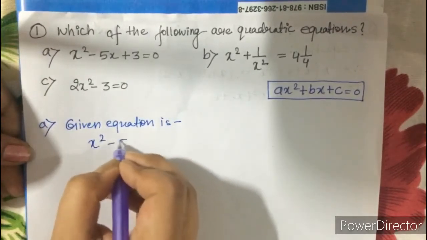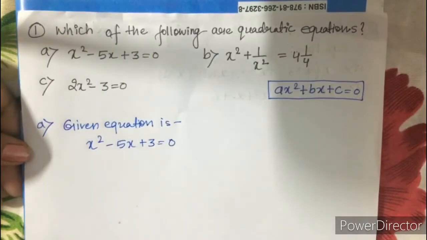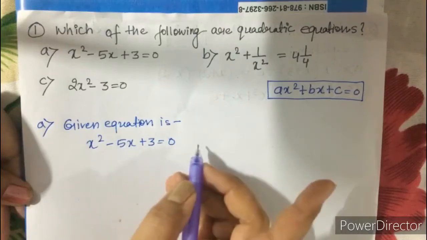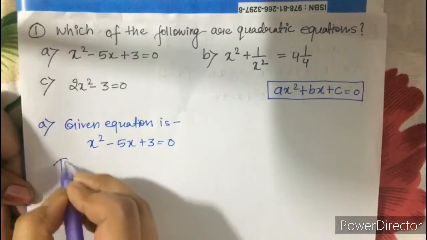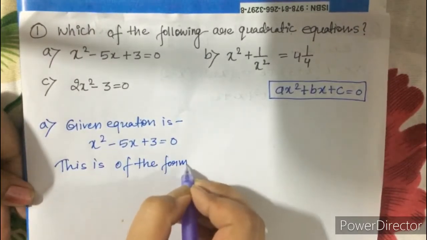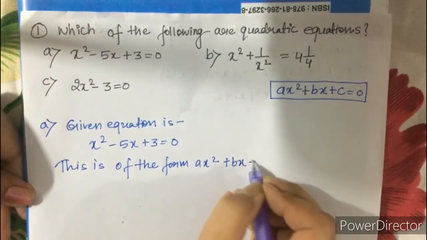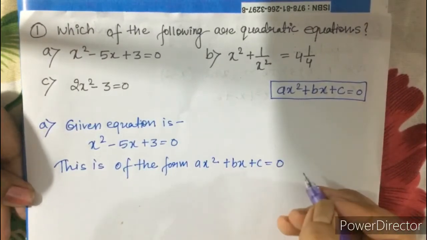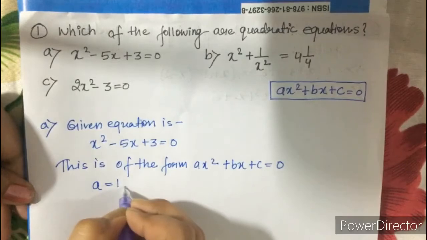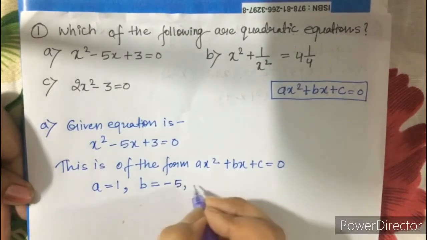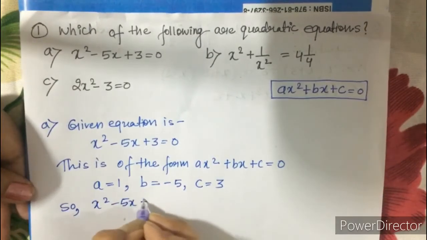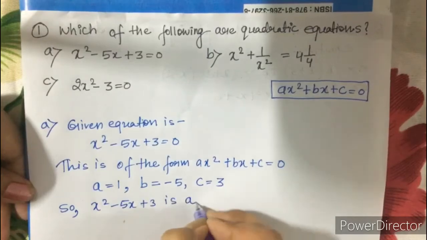X square minus 5x plus 3. In this case you can easily see this is in the form of ax square plus bx plus c is equal to 0. Okay, so we will simply write this is of the form ax square plus bx plus c is equal to 0. If you want, you can write down the coefficients separately. Like here a is equal to 1, value of b is minus 5 and the constant value is 3. So the given equation is a quadratic equation.